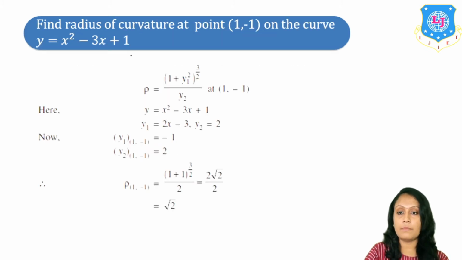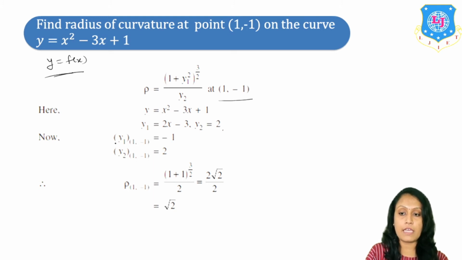Now let's solve an example. Find the radius of curvature at point (1, -1) on the curve y = x^2 - 3x + 1. As we can see, we have the curve y = f(x), so we'll use the formula rho = (1 + y1^2)^(3/2) upon y2. And we have to find the radius of curvature at point (1, -1). So here y is given as x^2 - 3x + 1. So y1, its derivative, will be 2x - 3, and again the derivative y2 will be 2.